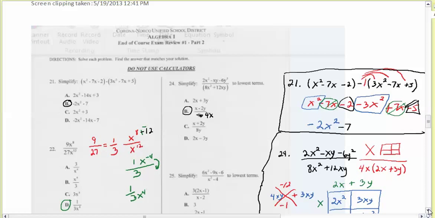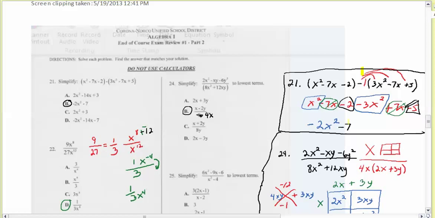Okay, number 21. It's a subtraction problem, so there is an invisible 1 in front of the parentheses. I'm going to do the distributive property, changing the signs of everything inside, so it becomes a negative 3x, a positive 7x, and a negative 5. Then I combined the x squares to get a negative 2x. We have a negative 7x and a positive 7x, those canceled. Then I have a negative 2 and a negative 5 to get the negative 7. So I have my answer.